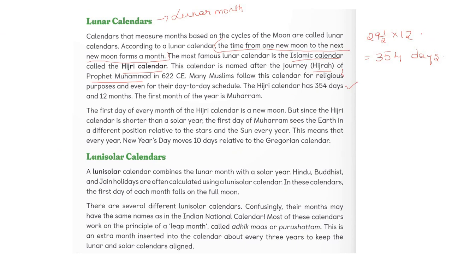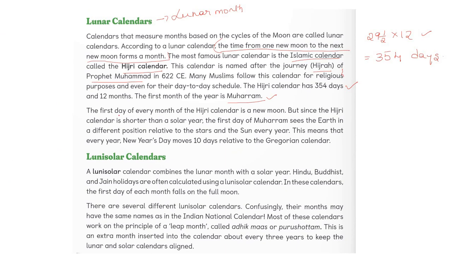354 days. How did we get 354 days? Each lunar month 29.5 into 12 months, that is 354 days. Okay, children? And the first month of the year is called as Muharram. Have you heard Muharram? We give a holiday on that day. The first month of the Hijri calendar is Muharram.